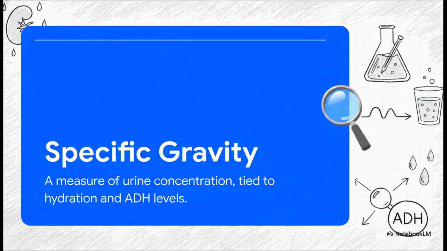Let's break down one of the most foundational elements on that strip, and let's eliminate the jargon right away: specific gravity. Simply put, this is just a measure of urine concentration, or its heaviness. It's directly tied to the body's hydration levels and a little something called antidiuretic hormone, or ADH. It basically tells us how much water the body is actively trying to hold on to at that exact moment.